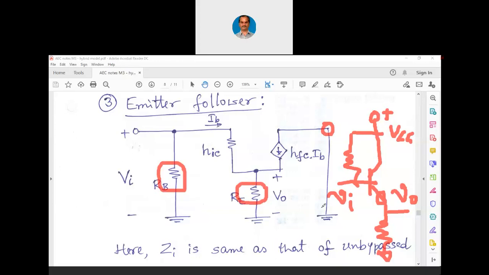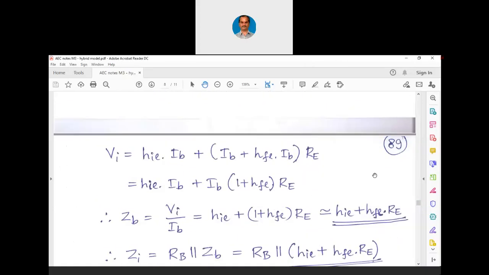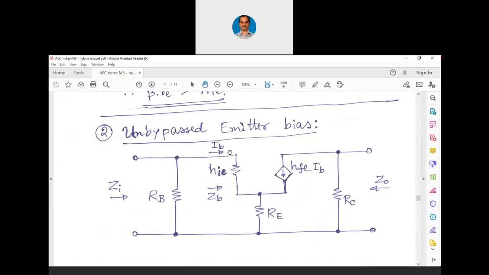Now, why did we discuss the unbypassed circuit is to discuss the emitter follower. That was our idea. We discussed the earlier circuit called unbypassed emitter bias. There we already found out the input impedance for that unbypassed emitter bias. Now, that analysis is helping us in this emitter follower because the input side is same. If you recall the earlier circuit, let me show you the earlier circuit. See, this was unbypassed emitter bias.